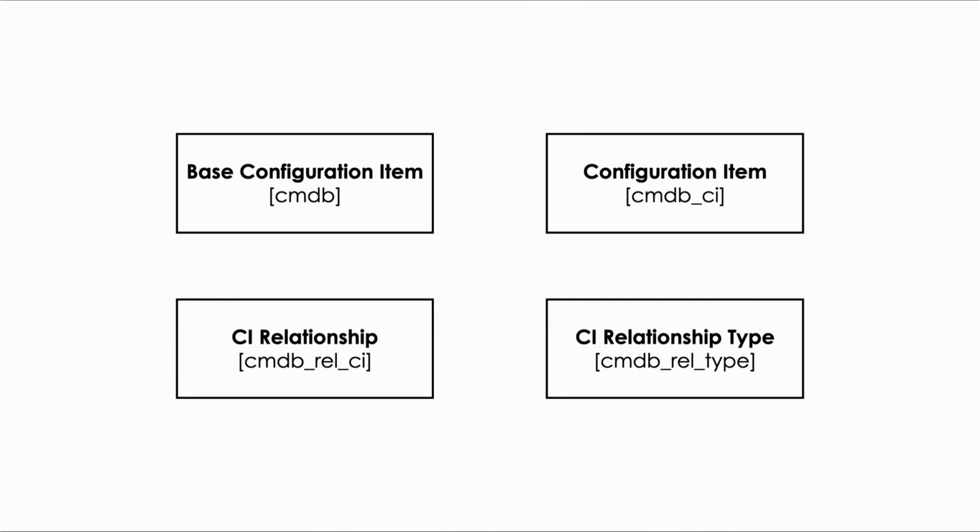So, 4 important CMDB tables you should probably remember and research further if you like. Base configuration item and configuration item, those are the grandparents of all the CMDB CI tables. And CI relationship and CI relationship type that handle the relationships between the CIs.